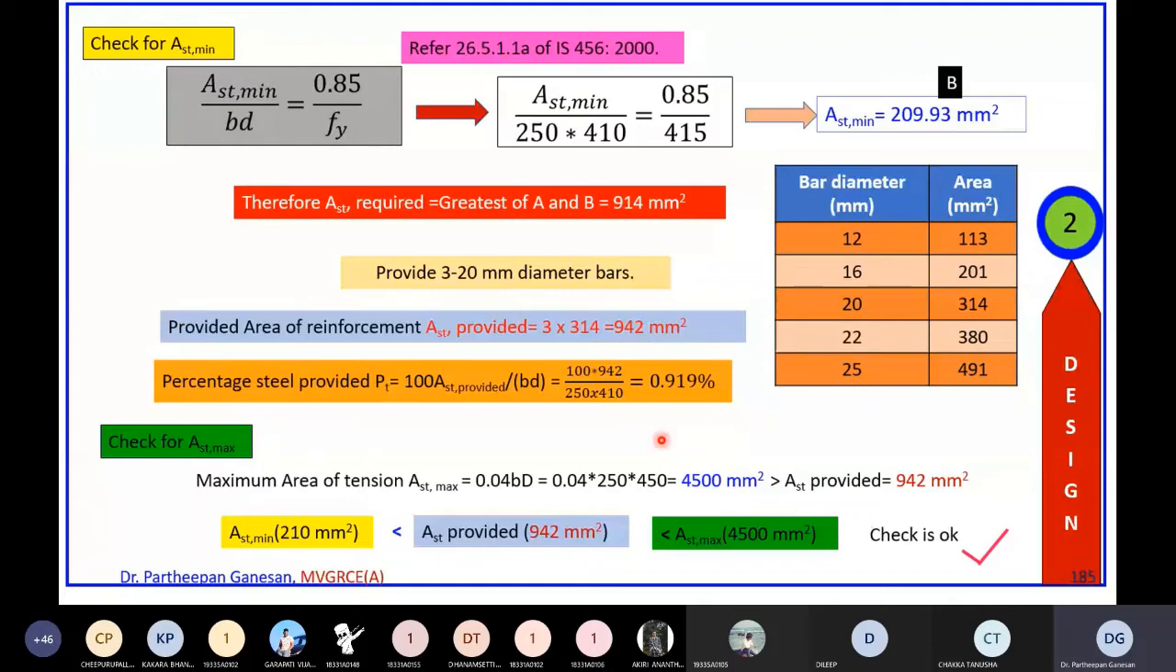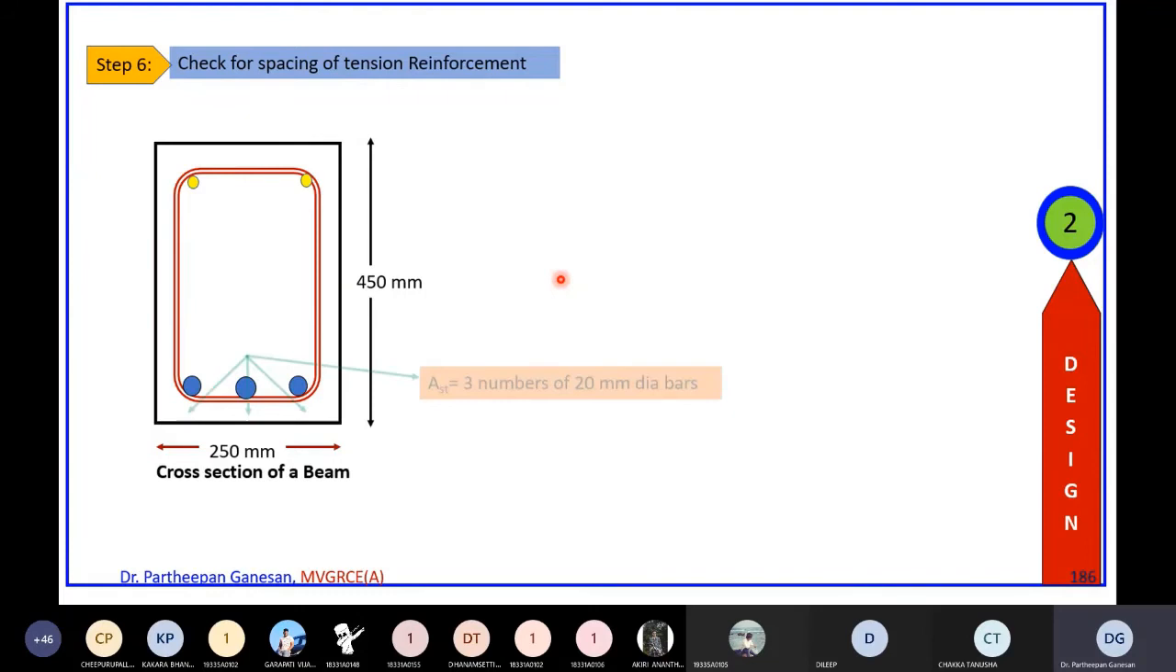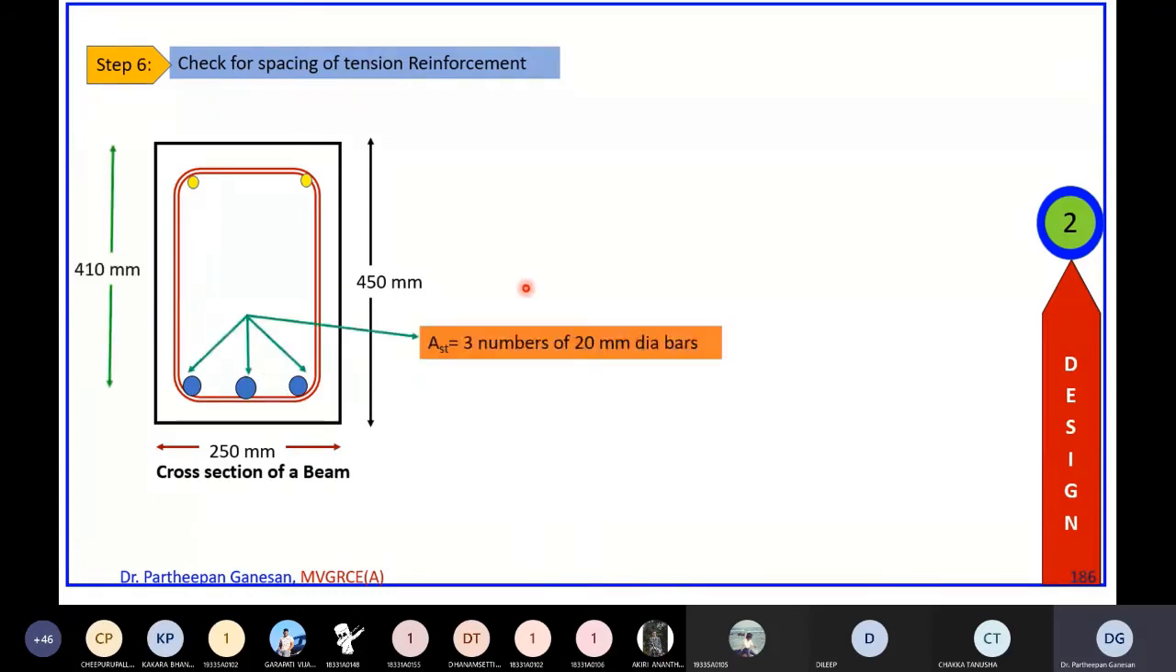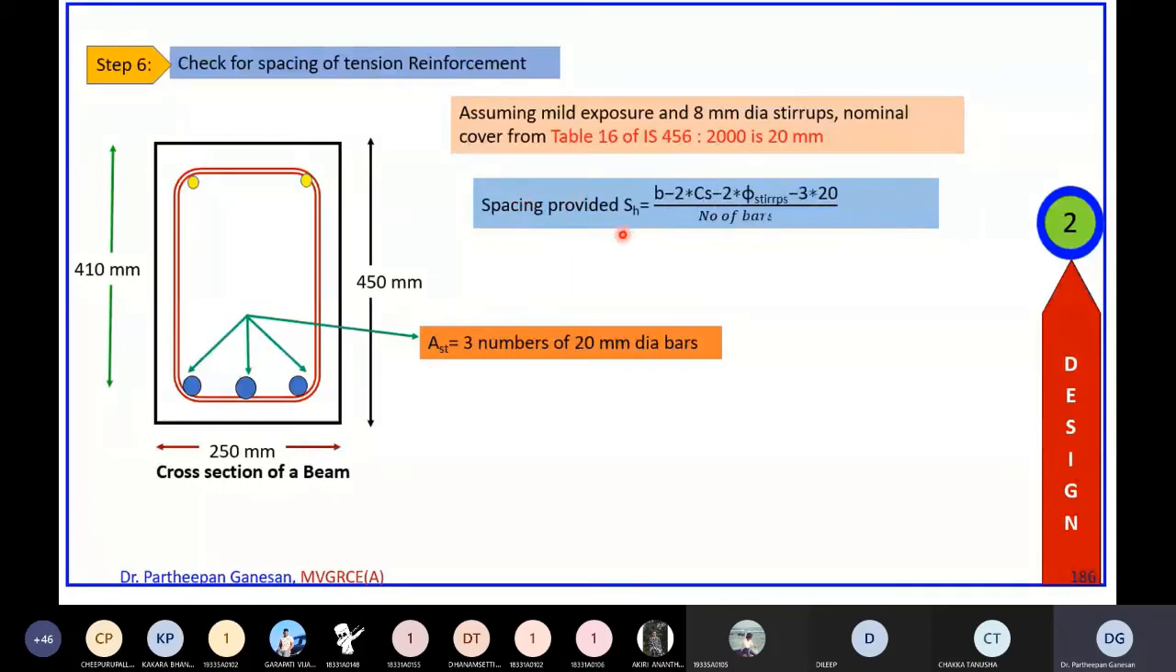Next, we go to find the spacing of tension reinforcement. This is the same as yesterday. Again we have provided 3 numbers of 20 mm bars. The width is 250 mm. We found that the overall depth is 450 mm at the fixed end. Remember, you have to draw only the fixed end, not the free end, because the bending moment is maximum at the fixed end, so you should show the cross section of the fixed end. Assuming mild exposure and 8 mm stirrups, we calculated yesterday the spacing provided as 67 mm.